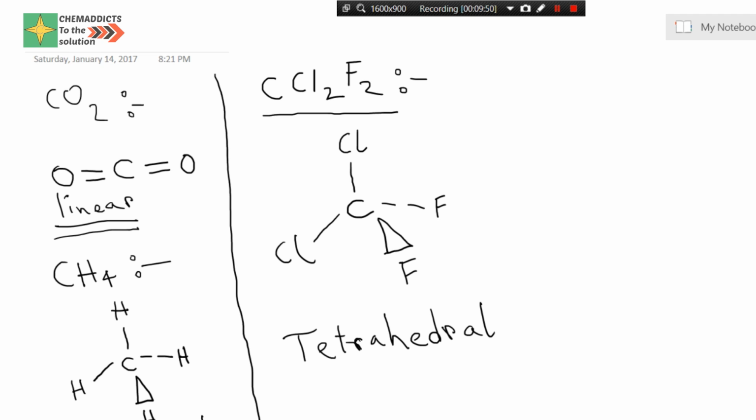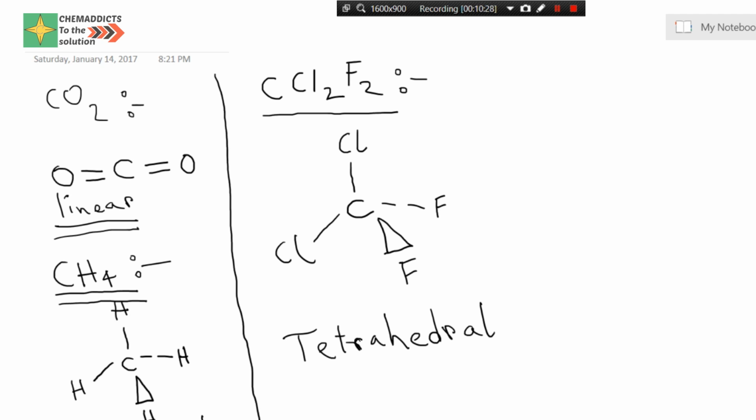Here, let us compare this molecule with this molecule. The similarities between this molecule and this molecule, which in this case are methane and CCl2F2. In CCl2F2, carbon is attached to 2 chlorine atoms and 2 fluorine atoms. But in CH4, let us at first find the difference.